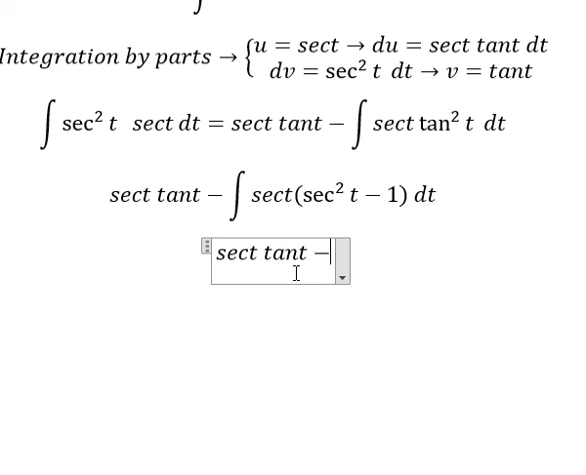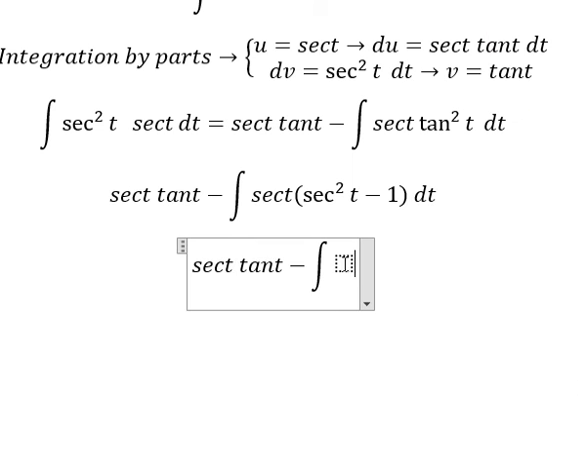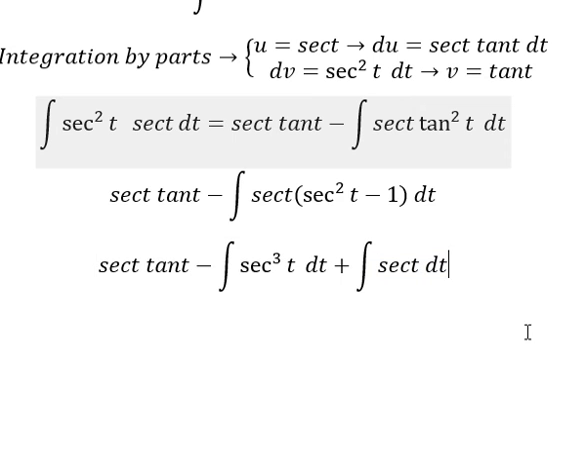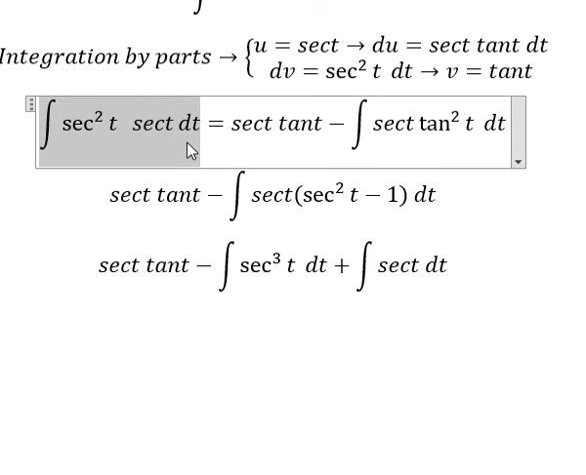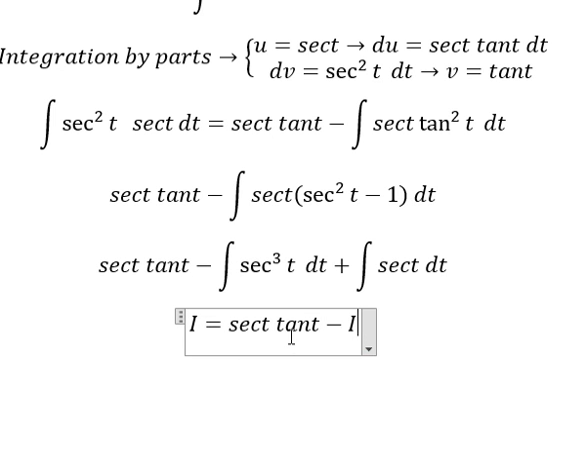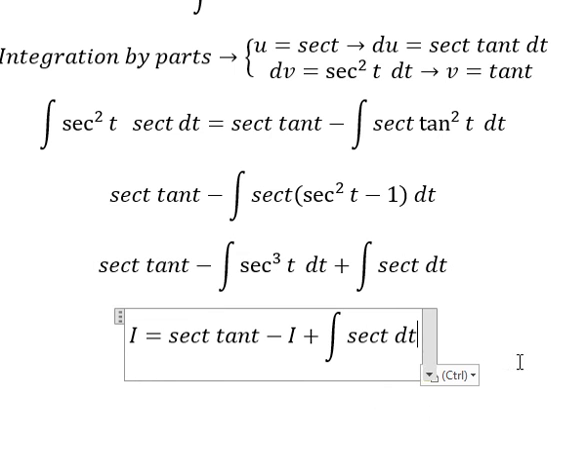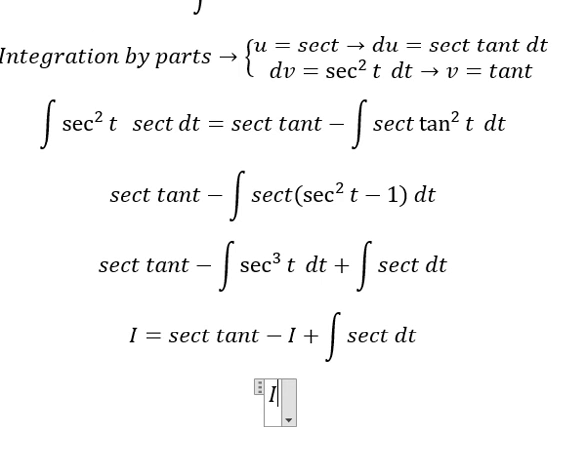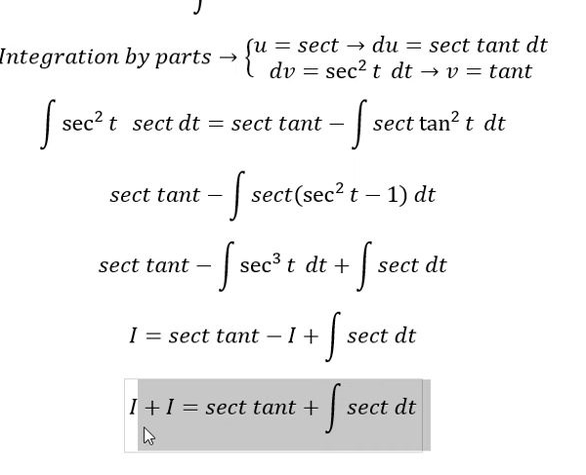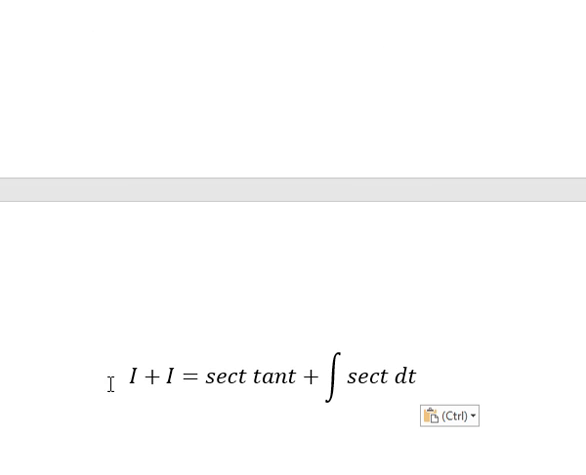So we will have two integrals in here. The first one, and the second one. So we know that this one is secant of t to the power of 3. So I will call this one capital I and capital I. And we will get like this. So I will put negative I to the left. So you get I plus I. So I plus I, you get 2I.